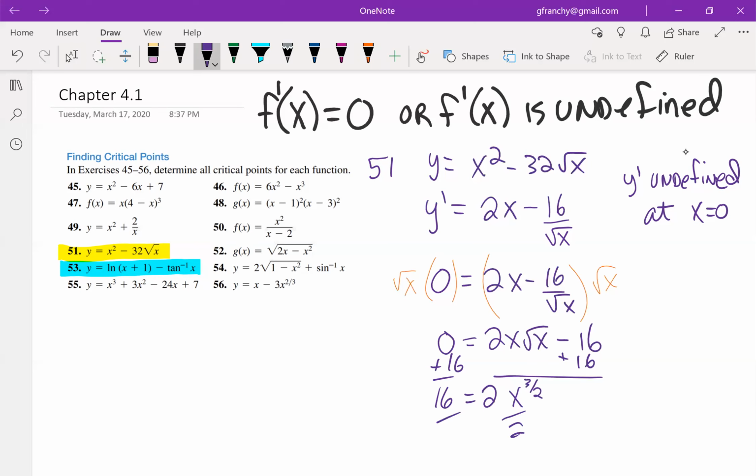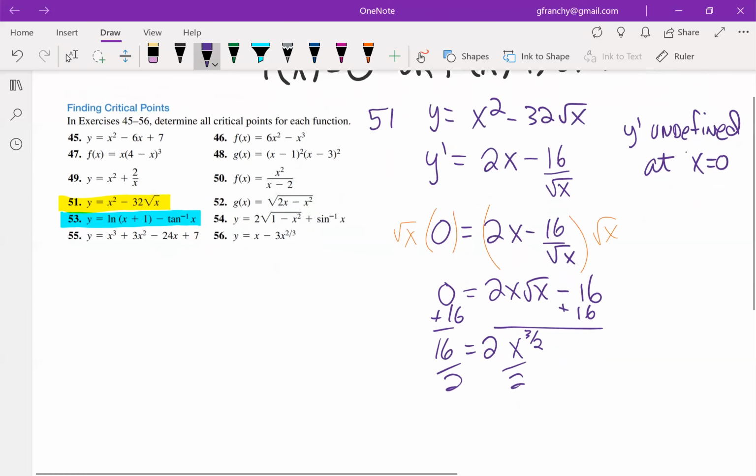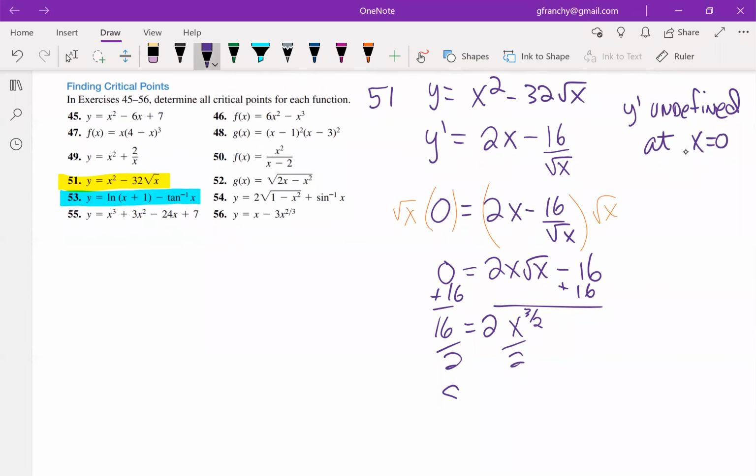Now we divide each side by 2, and we get 8 is equal to x to the 3/2. And if we raise each side to the 2/3 power, we get x equals 4.